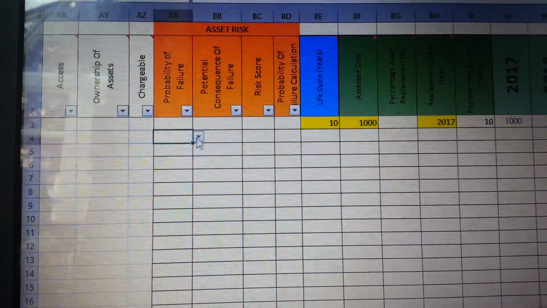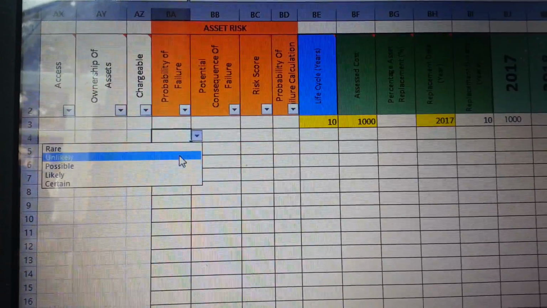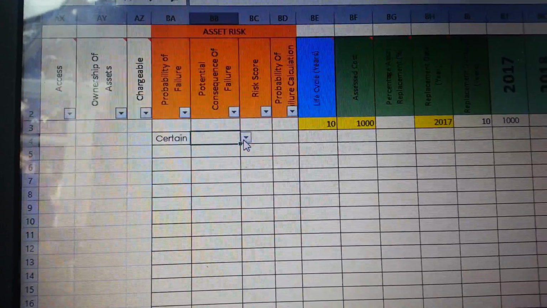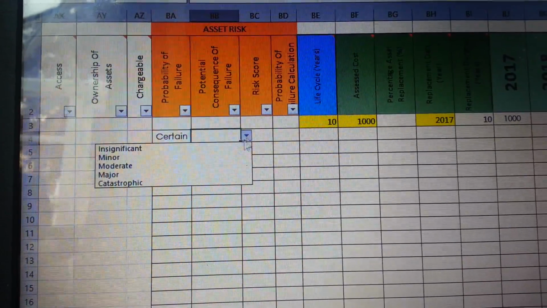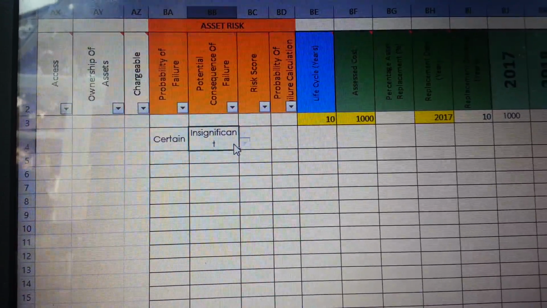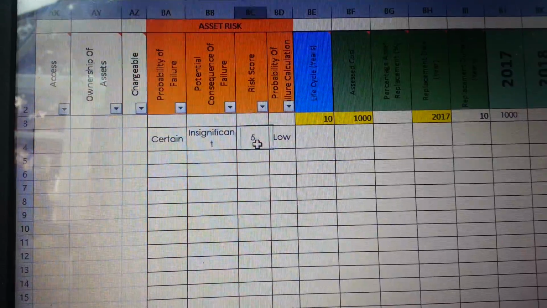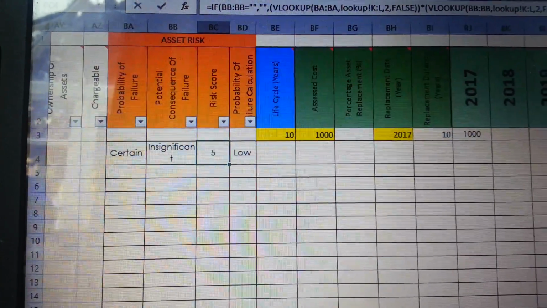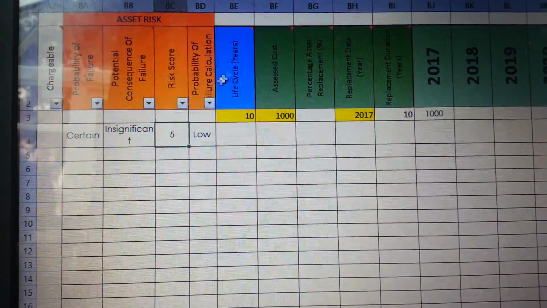Is it going to fail? Yes, no. So let's just put an example in. Say it's a fire door. Is it going to affect the entire building? The answer is no. So its risk is low. Simple as that. And then we get into a calculation that's a basic life cycle.